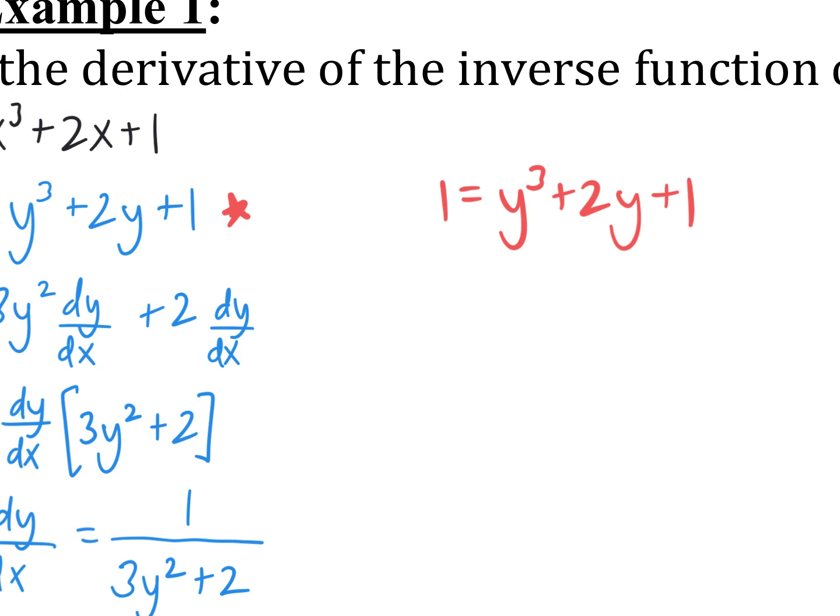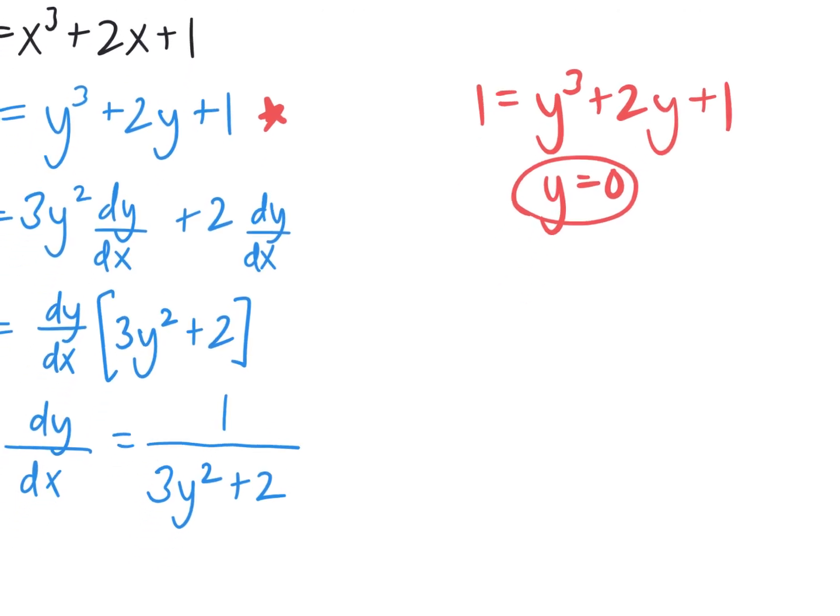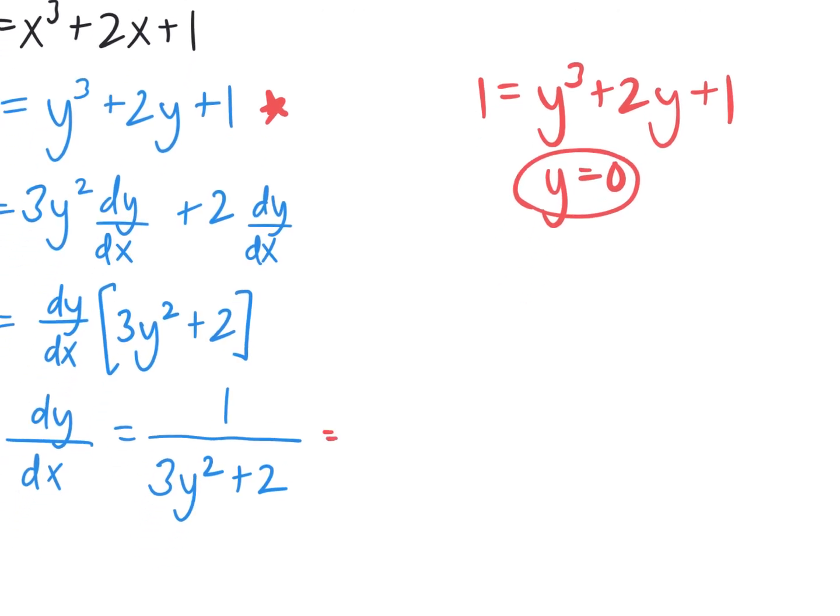So now, if I looked at this equation, what is y going to have to equal? 0. This one's pretty easy to see. On the next one, I will show you how to use your calculator to actually solve it as well, if it's not easy to see like this, okay? So my y value is actually 0. So I'm going to plug in 0 for my derivative function of my inverse to give us 1 divided by 3 times 0 squared plus 2, which just gives me 1/2.